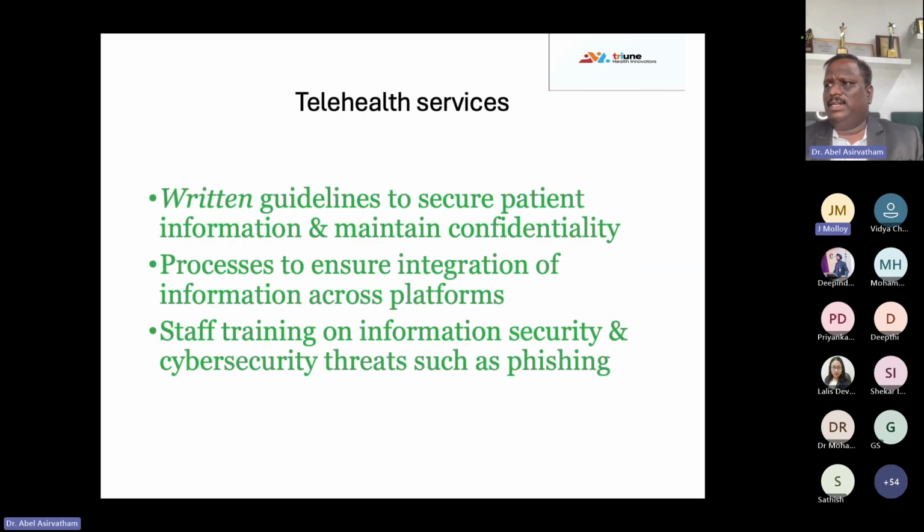For telehealth services, there must be written guidelines to secure patient information and maintain confidentiality. Patient privacy and confidentiality need to be given utmost importance during telehealth services. Process to ensure integration of information across platforms and interfacing. Then staff training on information security and cyber security threats such as phishing. For example, sometimes you might really get a phishing mail, and sometimes proactively the IT department can take a small session on how to prevent phishing.